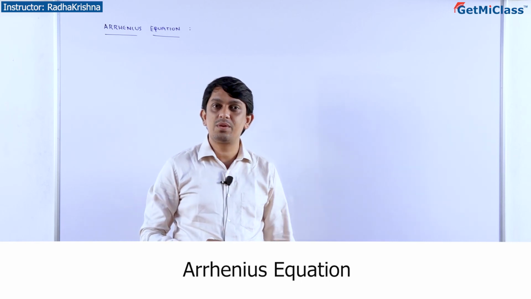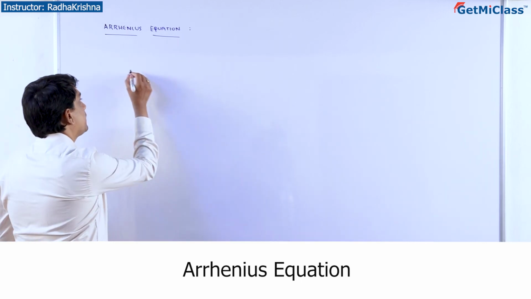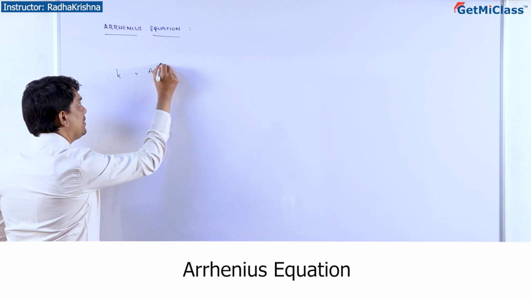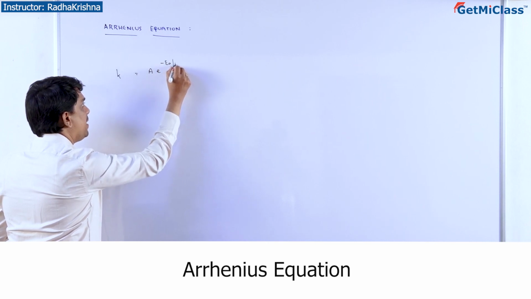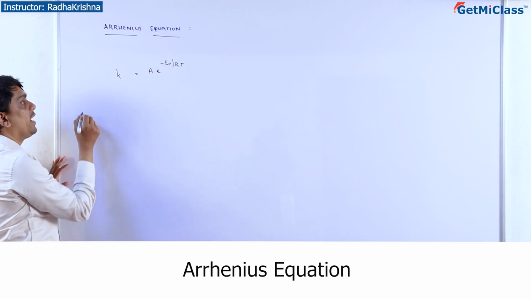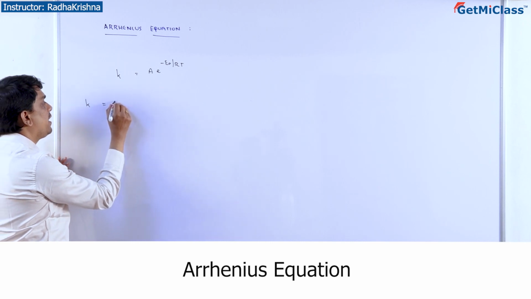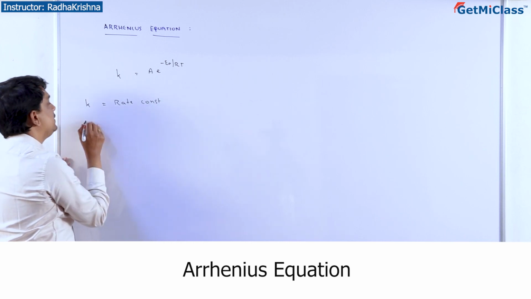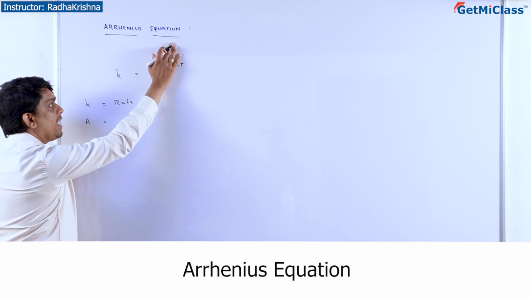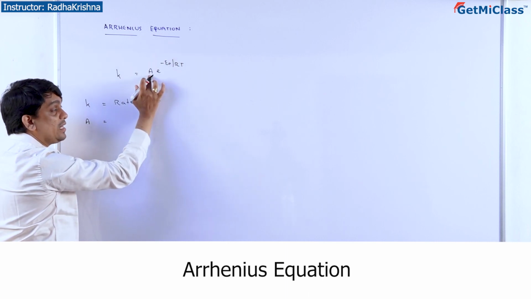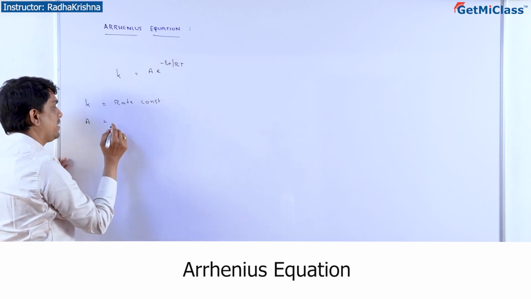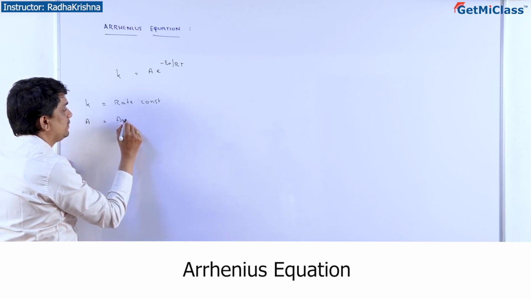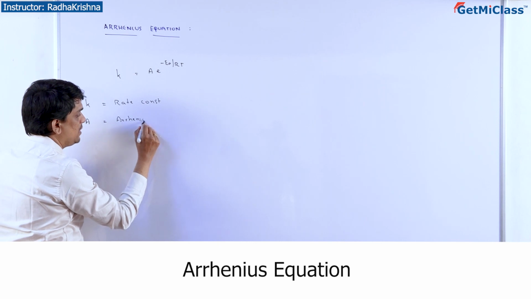Students, let's talk about the Arrhenius equation. This is k equal to A e to the power minus Ea by RT, where k is nothing but the rate constant. A is an exponential factor, so we call it a pre-exponential factor. We can even call it the Arrhenius factor.